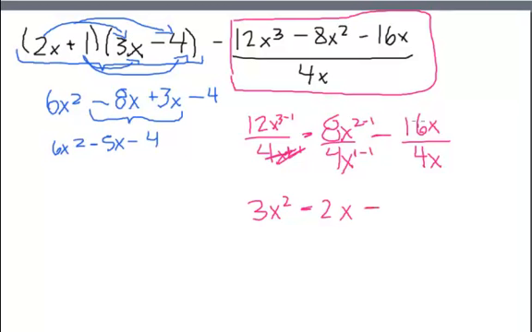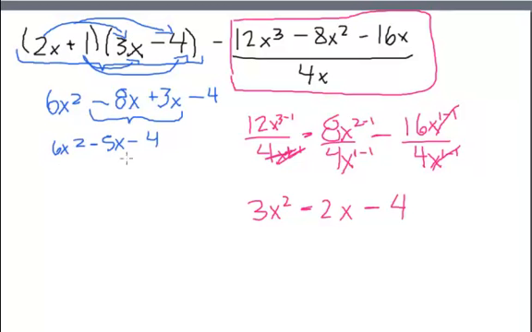Lastly, I have 16 divided by 4, which is 4. I have x to the 1 and x to the 1. I'm going to subtract the exponents, and you can see that the x's all cancel out. So I'm just left with the 4.